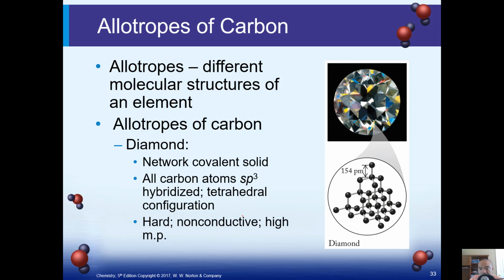Allotropes are different molecular structures of the same element. For example, oxygen has allotropes of O2, which is oxygen gas, and O3, which is ozone. Carbon has 3 major common allotropes. The first one, the diamond.